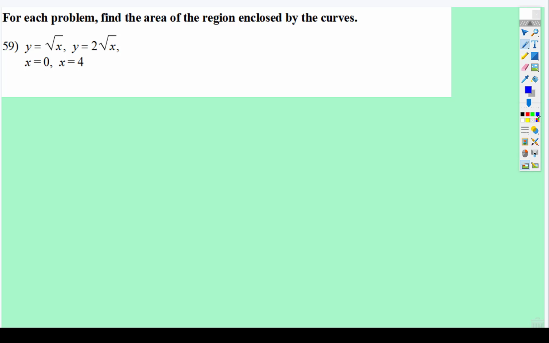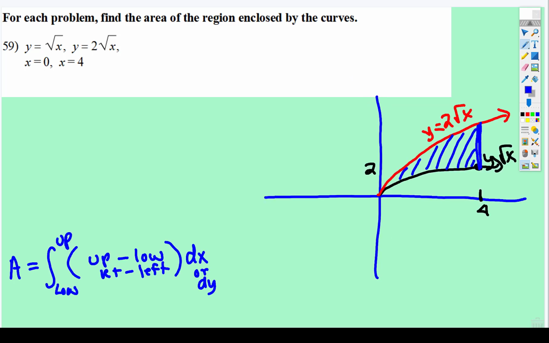Now find the area of the region enclosed by the curves. So look at what we have. Here, I'll pause this and draw. Okay, so this would kind of be the diagram. This lower one here is just y is equal to the square root of x. This other one just means twice as steep. And then the area is between those two. Find the area of that curvy space.